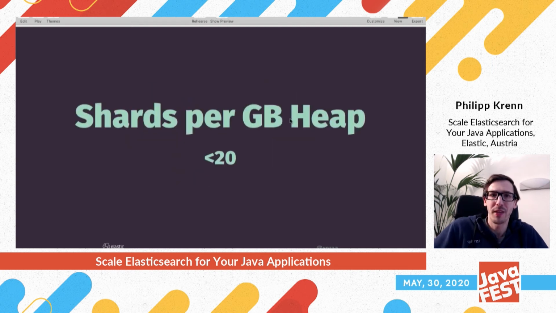And then there's another rule that is important. Because I said there is an overhead per shard, you should not have more than, let's say, roughly 20 shards per gigabyte of heap. So if you have 30 gigabytes of heap, you should have less than 600 shards. And that's really the upper limit. If you only have 50 shards, that's probably much better performance-wise.